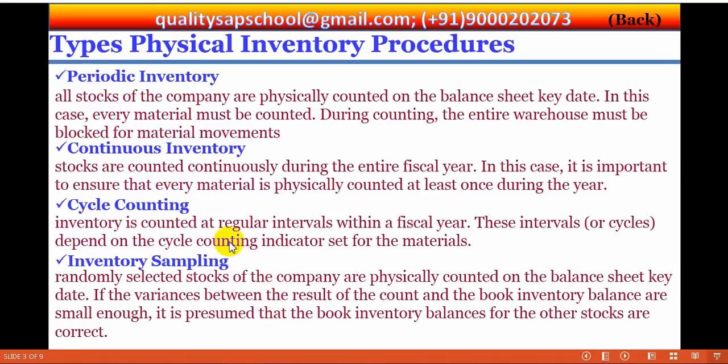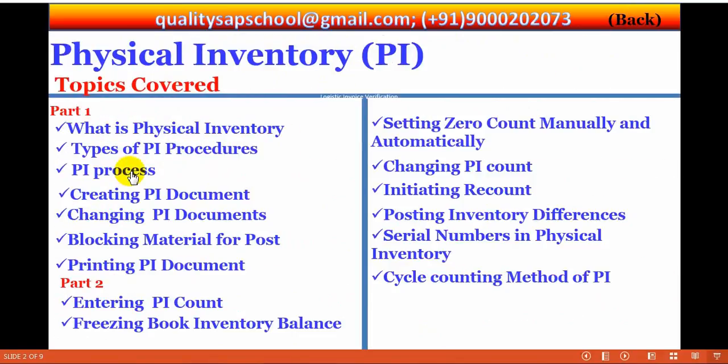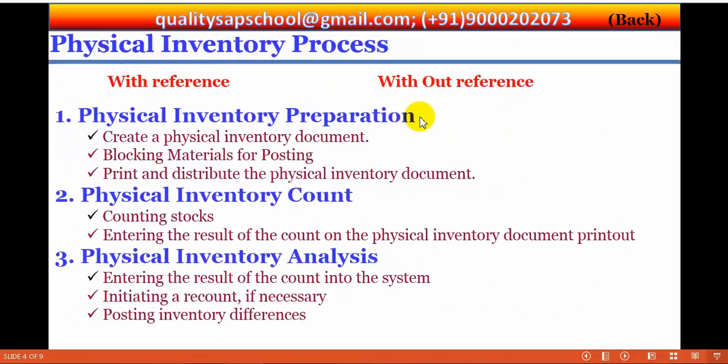So these are the methods, but for each of the methods, the physical stock taking inventory procedure is common. They have 3 phases. Let us see what those 3 phases are. So the inventory taking process will be in these 3 phases.